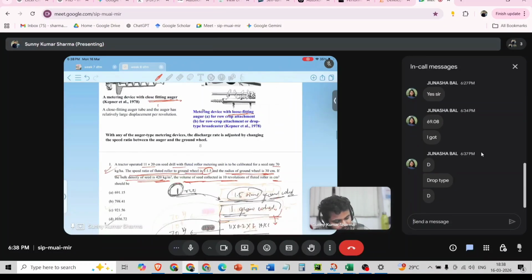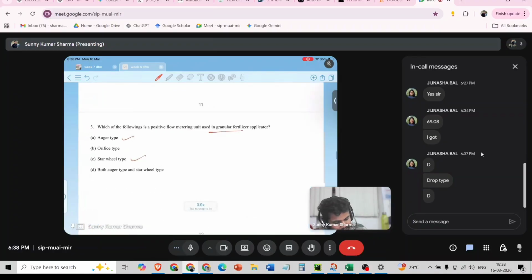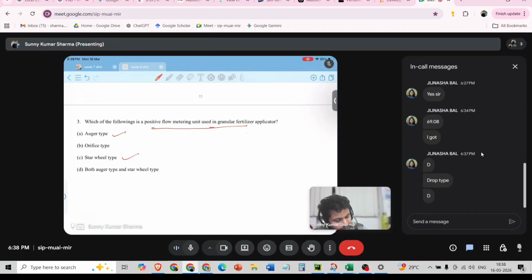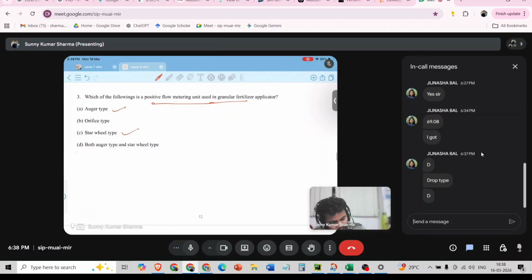So these two are positive flow metering units in granular fertilizer application. So both auger and star wheel will be the answer.